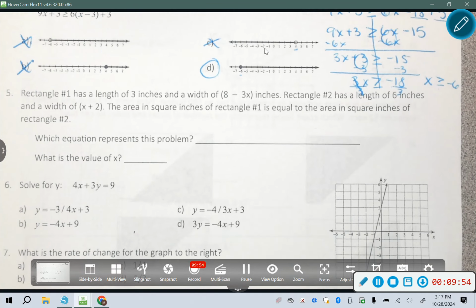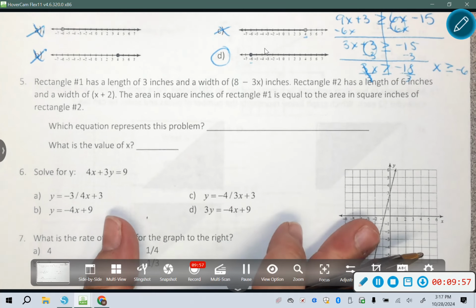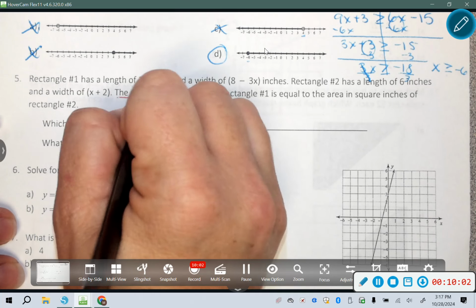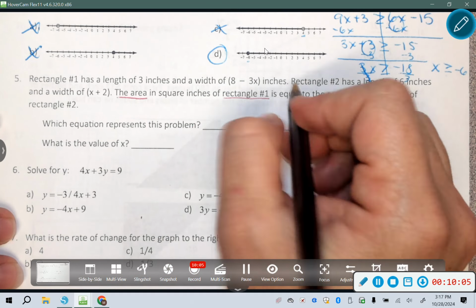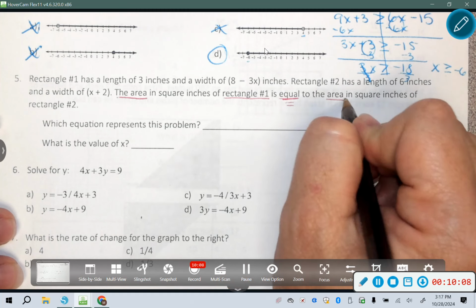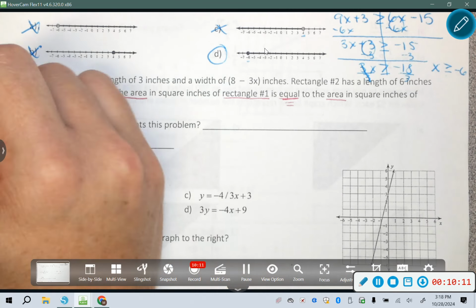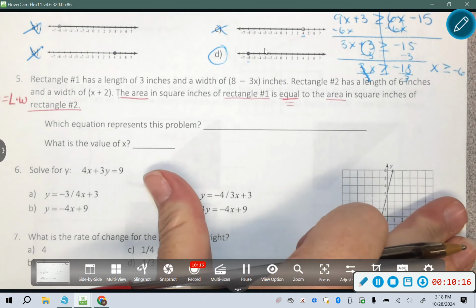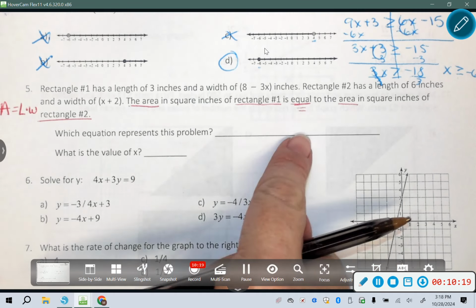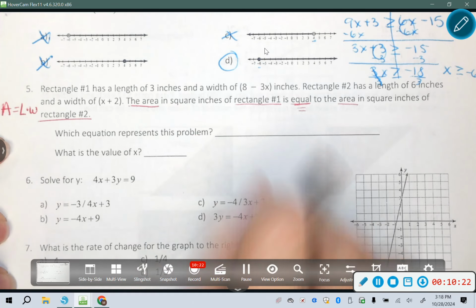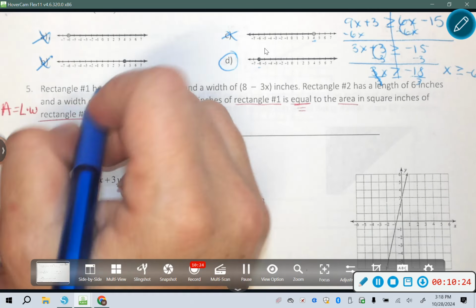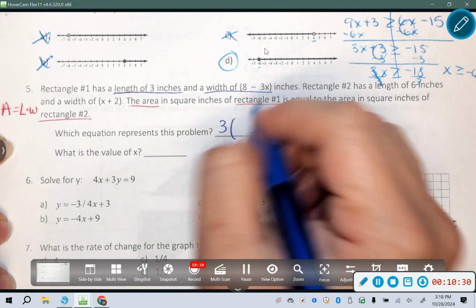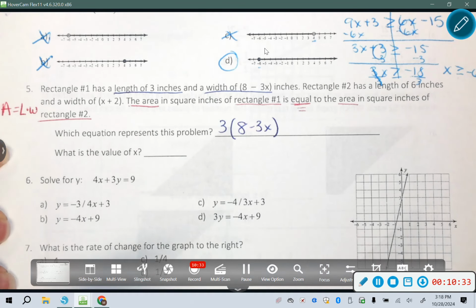Okay, number 5 is a little weird, and it's a lot of words. So find out what's important. I always like to read the last sentence first. It says the area in square inches of rectangle 1 is equal to the area of rectangle 2. Well, we know area equals length times width. Okay, so I know I have to find the area of rectangle 1 and set it equal to the area of rectangle 2. So knowing that, I want you to realize rectangle 1's length is 3 times the width is 8 minus 3x. So there's how I find the area of rectangle 1.